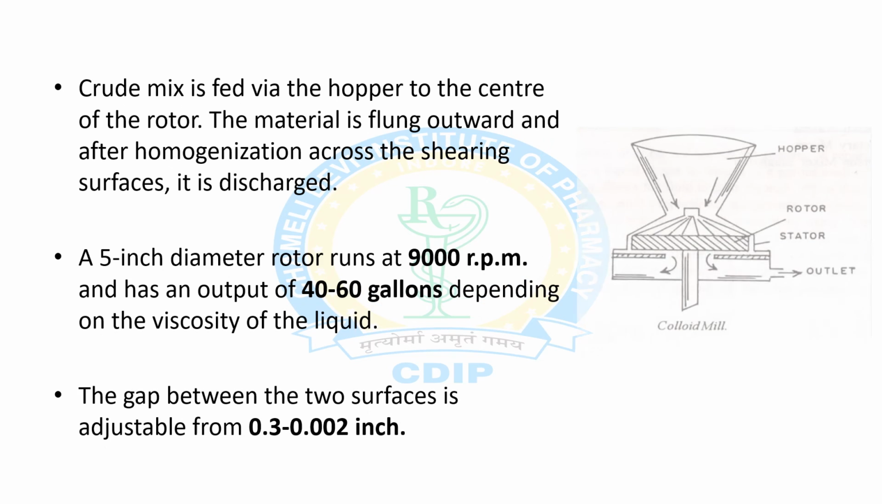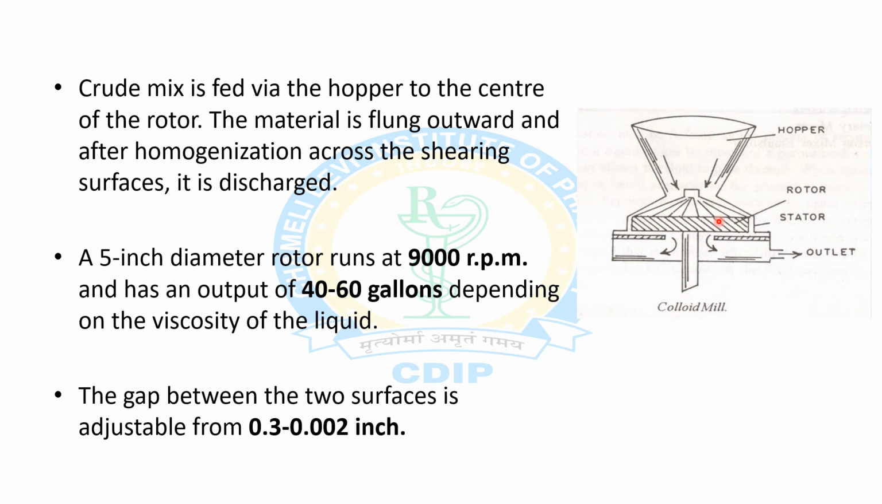Now here the crude mix is fed by the hopper to the center of the rotor, and the material is flung outward after homogenization across the shearing surface, and then it is discharged via the outlet. Here the rotor runs around 900 rpm and has an output of about 40 to 60 gallons depending on the viscosity of the fluid. And the space between the two surfaces is adjustable from 0.3 to 0.002 inch.